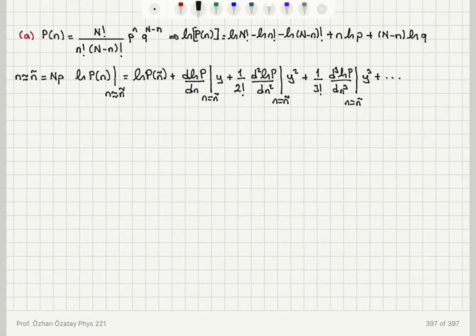So here we have y defined as n minus n tilde, and what we're doing here is a Taylor series expansion about n equals n tilde, the most probable value. Okay, so let's work on these terms one by one.